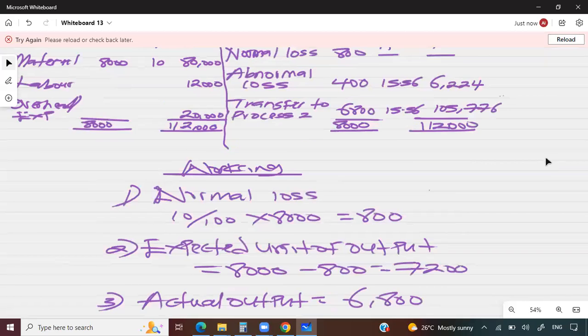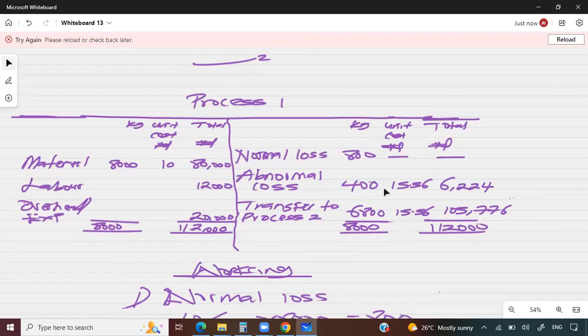For the abnormal loss, the labor will pay for it, so we are also charging cost to it, as they have to pay for this. We already made a provision for a normal loss of 800, so we are expecting 7,200 to be successful. That's why you divide this by 7,200, and it gives you 15.56.